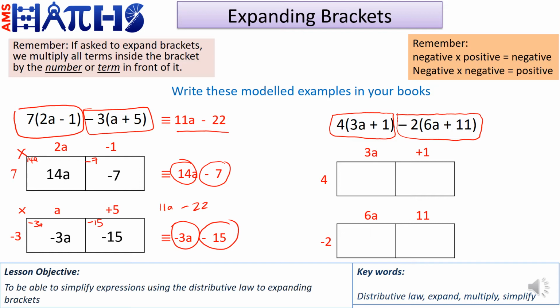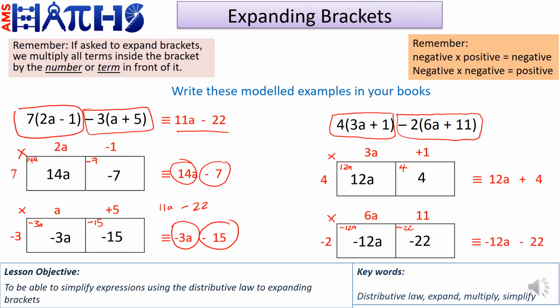So for the first grid, we multiply 4 times 3a to get 12a, and 4 times 1 to get 4. So that's 12a plus 4. For the second grid, we're going to multiply. So minus 2 times 6a, minus 12a, and minus 2 times 11, minus 22.